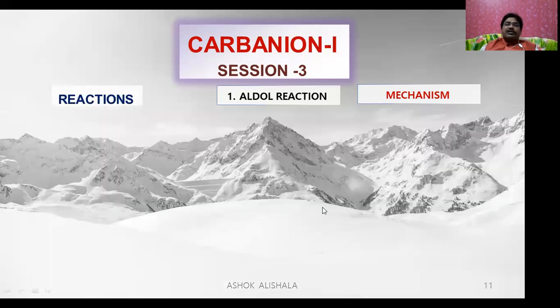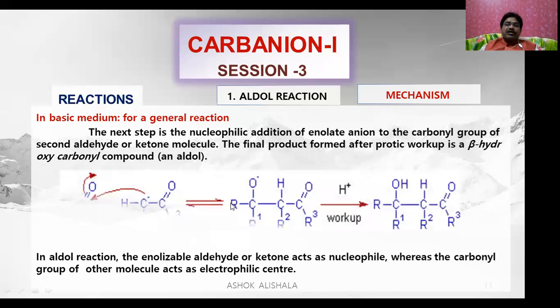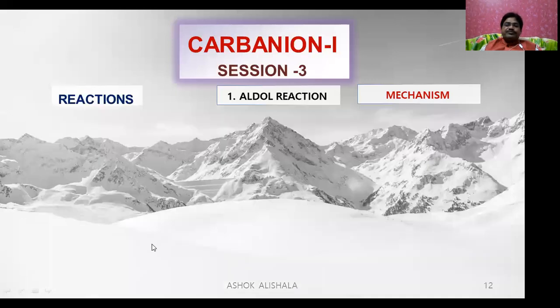Now the next step is the nucleophilic addition of enolate anion, and here the enolate acts as a nucleophile to the carbonyl group of a second aldehyde or ketone molecule. The final product formed after protic workup is beta hydroxybutanaldehyde. In the aldol reaction, the enolizable aldehyde or ketone acts as a nucleophile, whereas the carbonyl group of the other molecule acts as the electrophilic center. This is the same as the previous one.